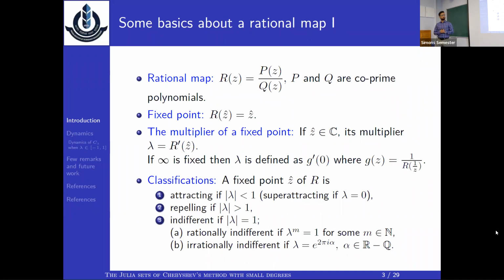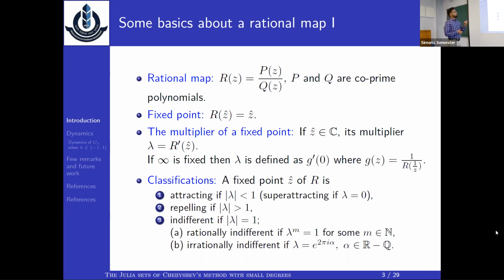A rational map is of the form P by Q, where P and Q are polynomials and they are coprime. A point z hat is said to be fixed if its image is itself, and a fixed point can be classified according to its multiplier. If z hat is a finite fixed point, then its multiplier is R prime of z hat. And if infinity is a fixed point, then it is defined as G prime of 0, where G of z is equal to 1 by R of 1 by z.